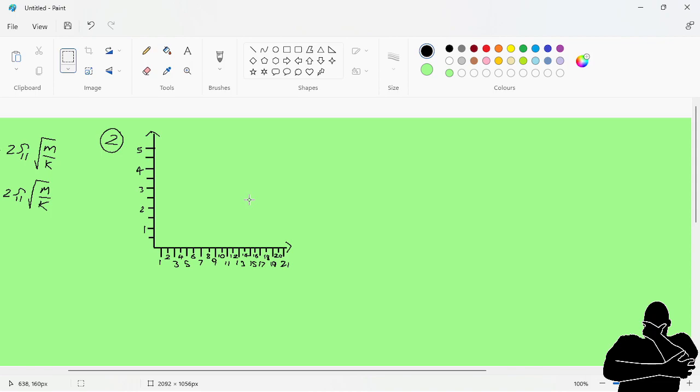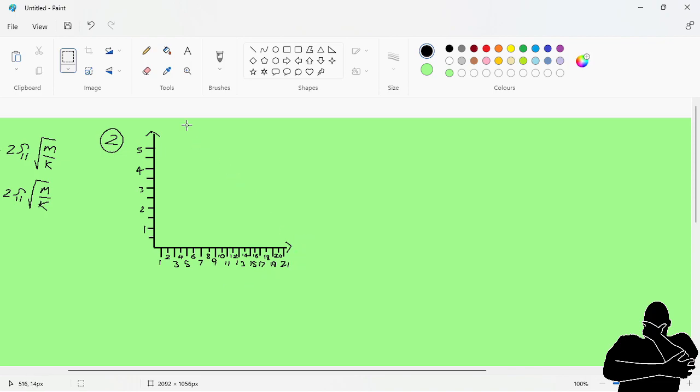Before I end on the graph plotting, you're going to want to label your axes. So this, you're going to label it as the y-axis, and you're going to put the name of the units here. And you're going to label this as the x-axis, put the name of the unit. So this would be amplitude in centimeter, and this is the y-axis. And then this would be frequency in hertz, and this is the x-axis.